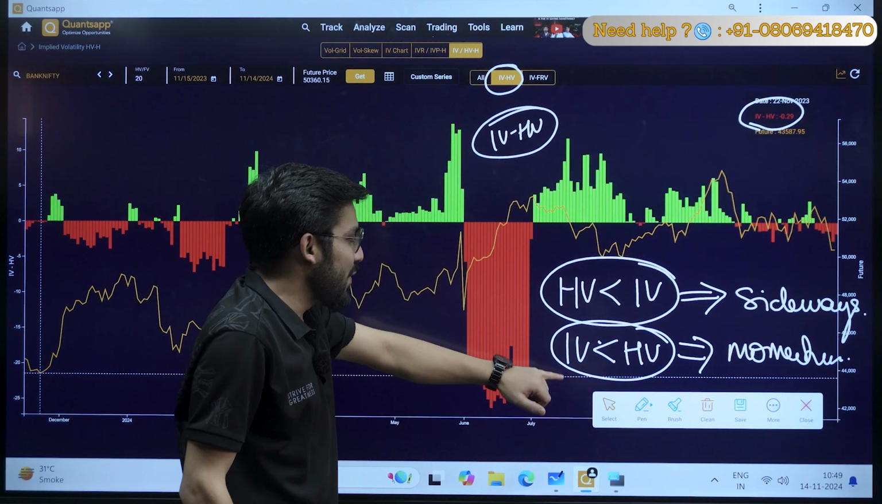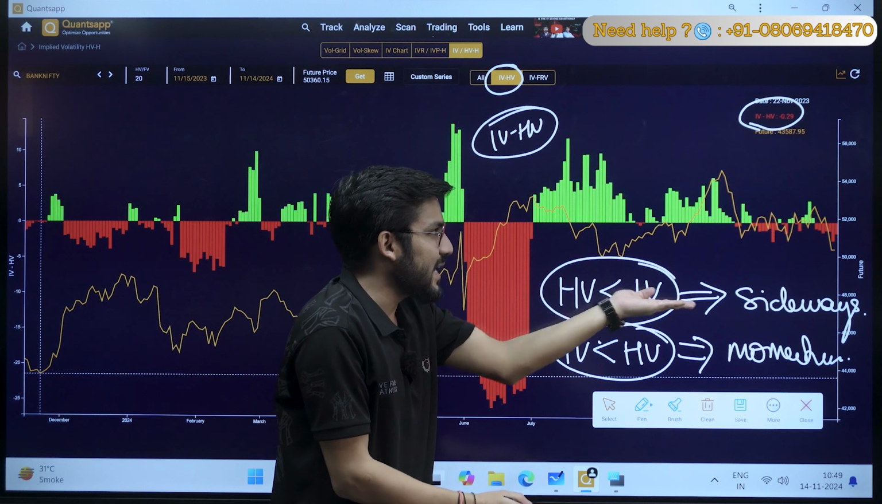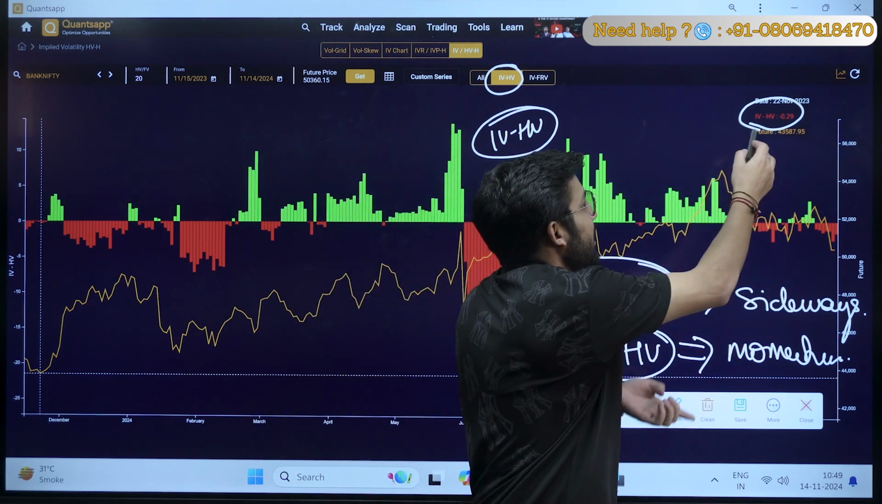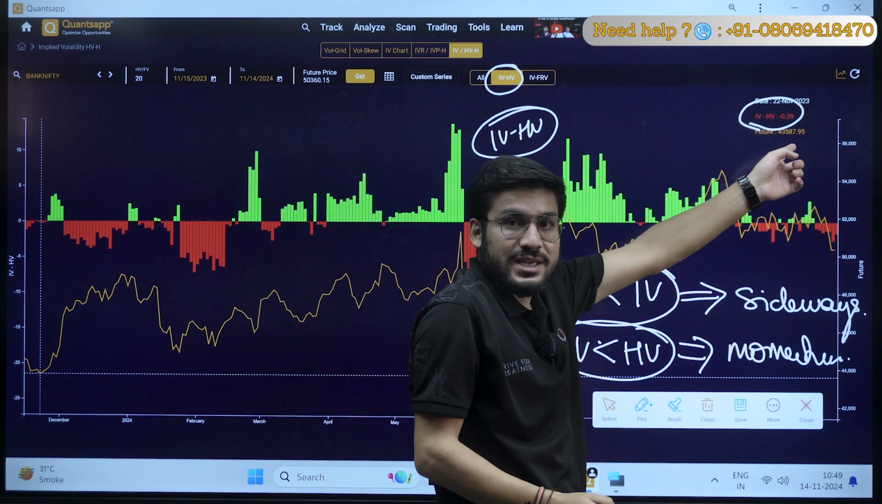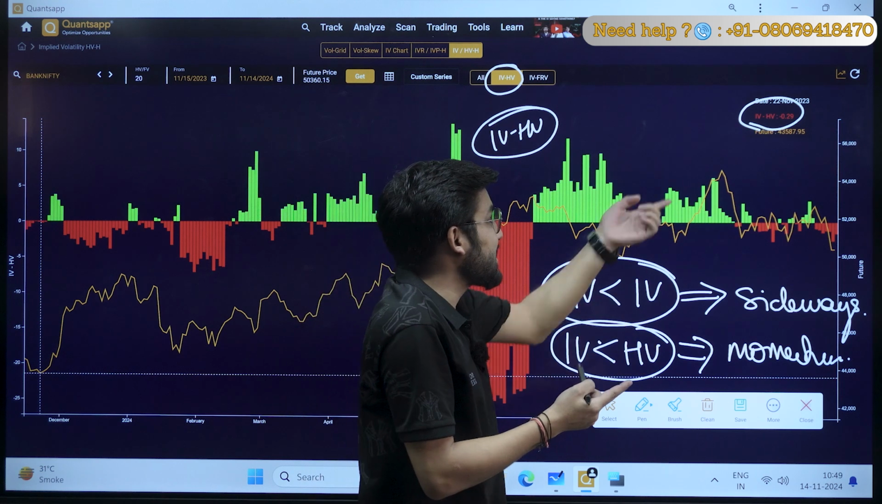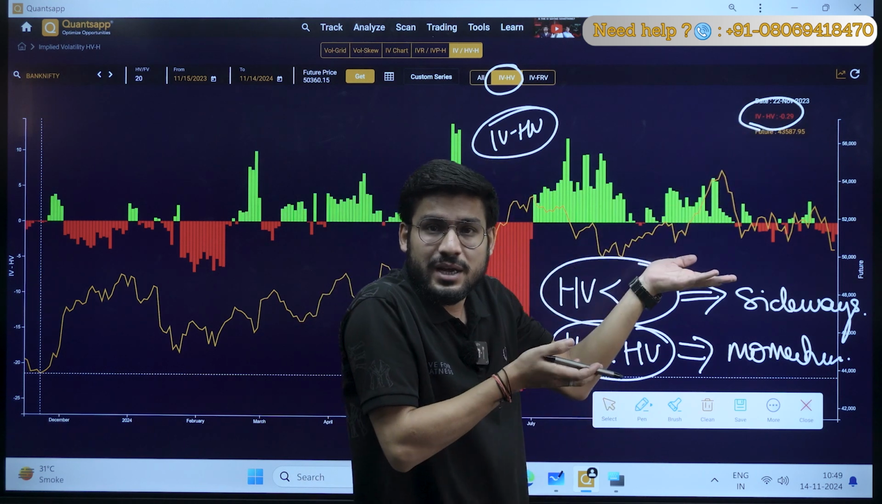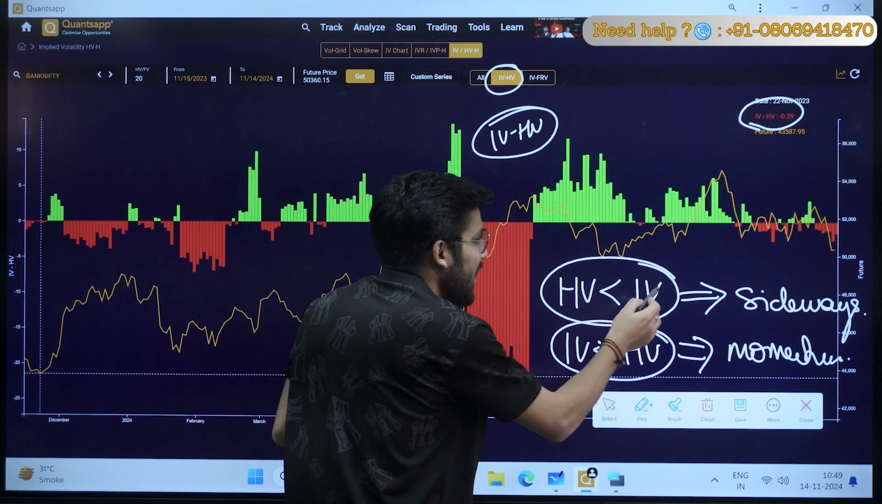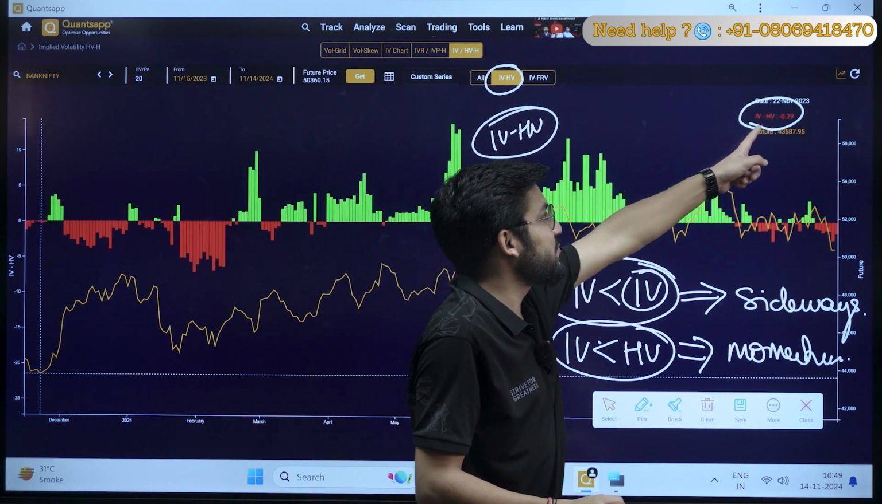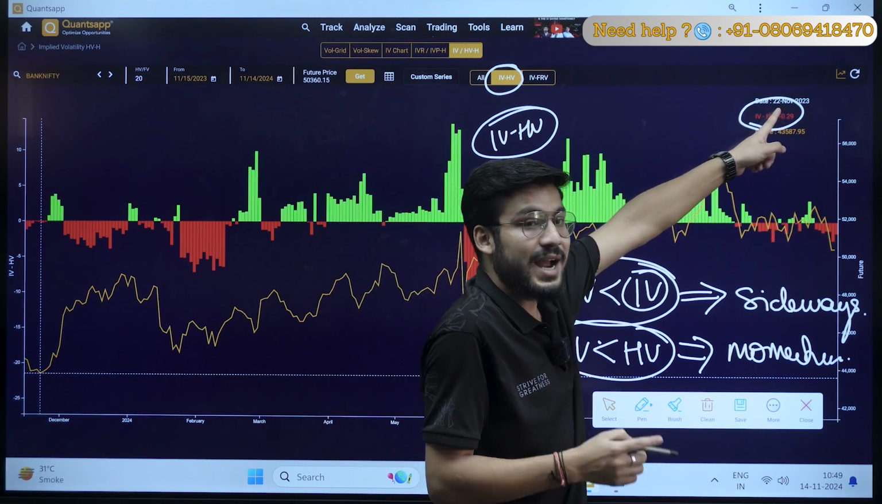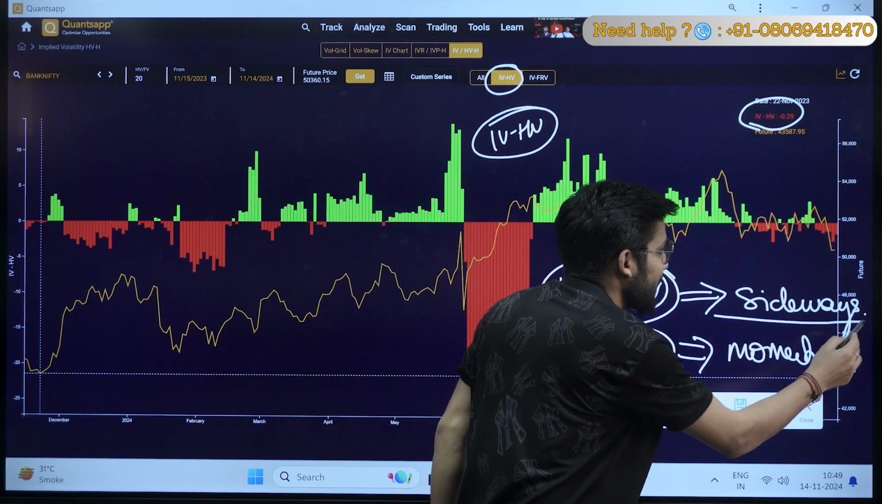Now see, whenever your IV is greater in the sideways market, it means whenever your IV minus HV will be positive. Why will it be positive? Because we are subtracting historical volatility from the implied volatility. So at that time my IV is greater. So if this value is positive, at that time you will get a sideways market.